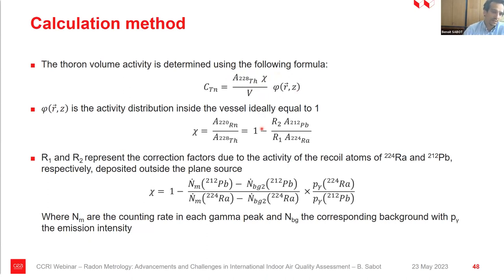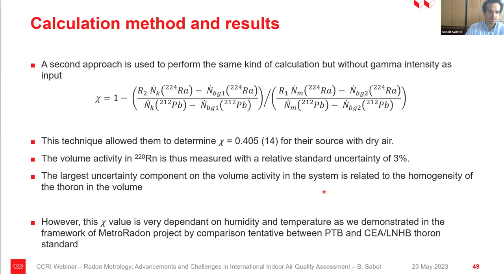At the end, what they did is that by measuring with gamma spectrometry the decay products of radon 220, like lead 212, and the father of radon 220, radium 224, it was possible to define the emission rate of the source and then to calculate the activity concentration inside the vessel with the following equations that are published. And they depend on the counting rate of each interesting peak, minus, of course, the background, and the gamma emission probability. Also, they propose a second way to do the calculation that doesn't use the gamma emission intensity.